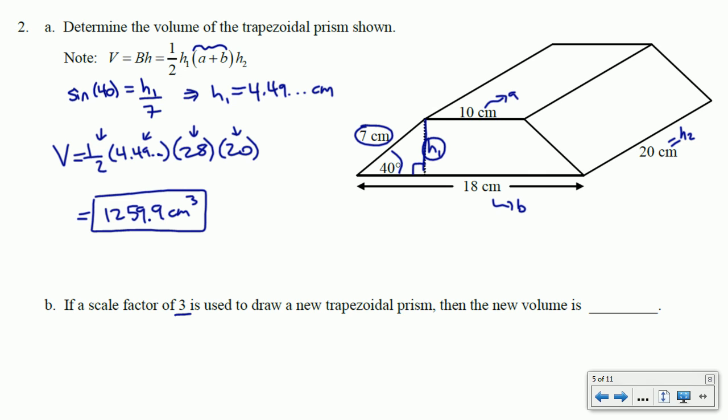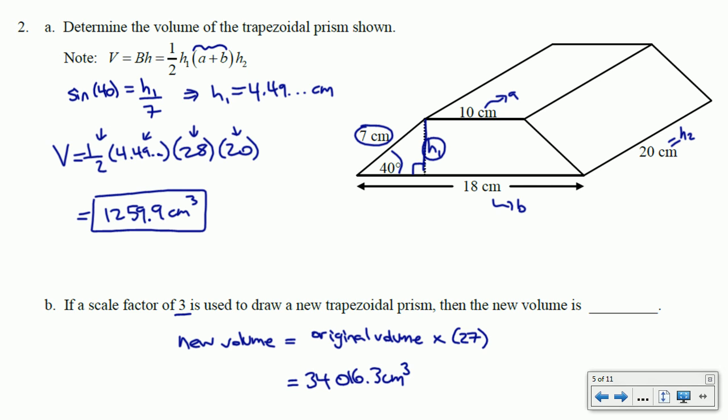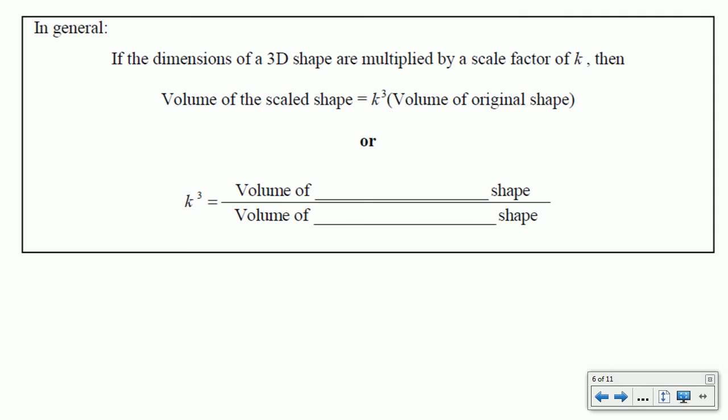If a scale factor of 3 is used to draw a new trapezoidal prism, so all linear measurements are multiplied by 3, the new volume will be adjusted by 3 cubed. So the new volume is equal to the original volume multiplied by the scale factor cubed. 3 times 3 times 3 is 27. So 27 times 1,259.9 gives us a result of 34,016.3 centimeters cubed.